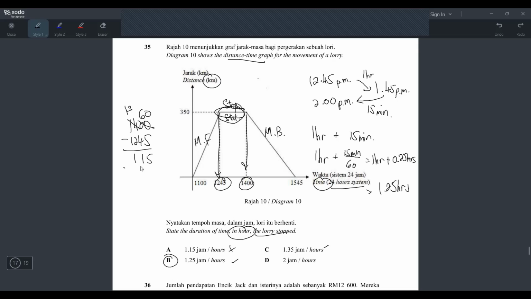But you jangan bulat A. Because this one, apa maksud dia? 1 jam 15 minit. Bukan 1.15 jam. So 1 jam 15 minit, actually you have to convert like this. Okay, means the 1 jam you maintain sebab dia sudah dalam jam, sudah hours, tapi minit kena bagi 60. This is the correct way.